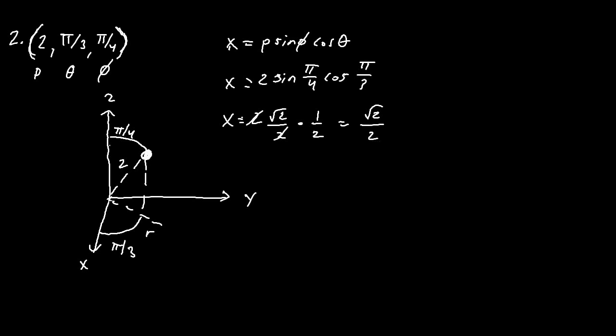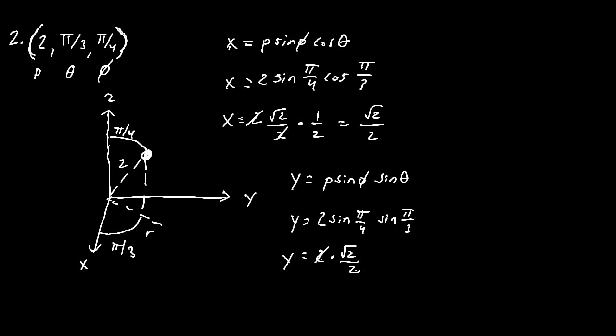Now y is going to equal rho sine phi sine of theta. So y will equal 2 times sine of pi over 4 times sine of pi over 3. So y will equal 2 times the square root of 2 over 2. The 2's will cancel, and then multiplied by sine of pi over 3, which is square root of 3 over 2. So we're going to end up getting the square root of 6 over 2 as our y coordinate.